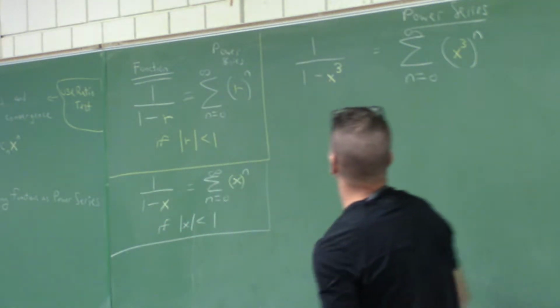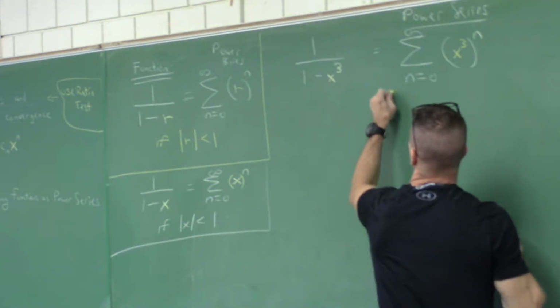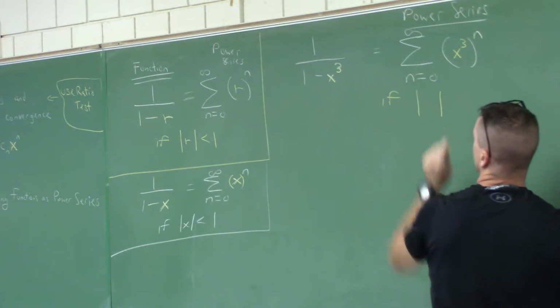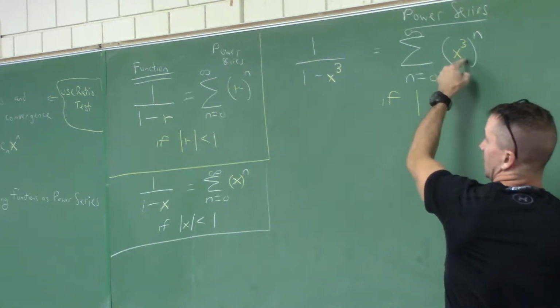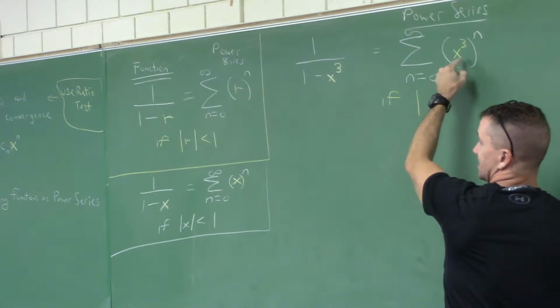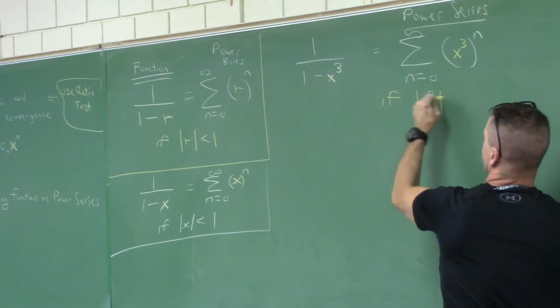Oh, I've got to say where it converges. If the absolute value of what now? If the absolute value of, and there's my r, which is x cubed, is less than 1.